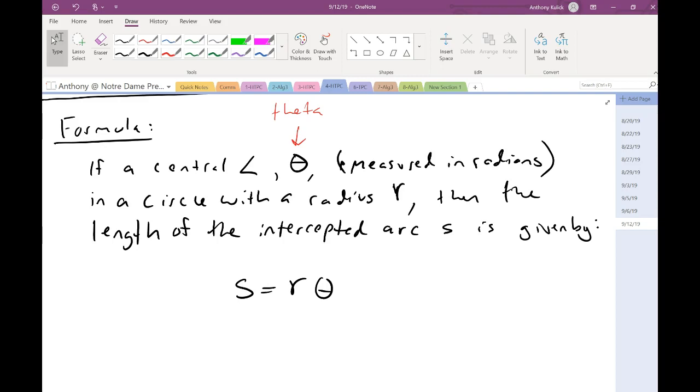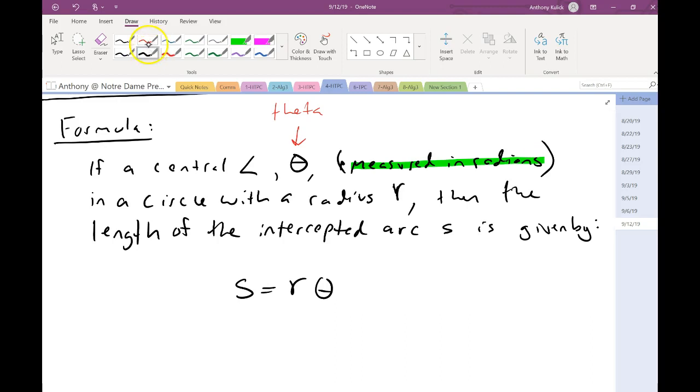Okay, so we have this formula. What's the important piece for this formula? There is a restriction on it. What is the restriction to using this formula? Yeah, the angle that we're using has to be in radians.